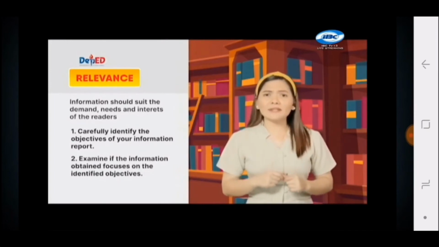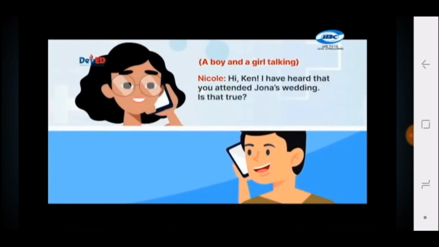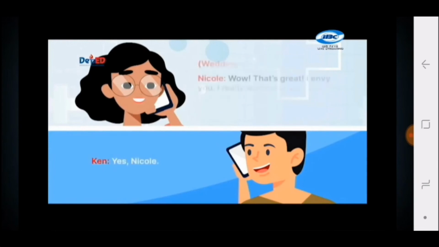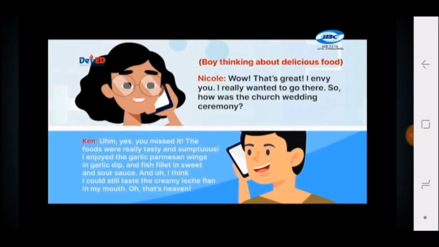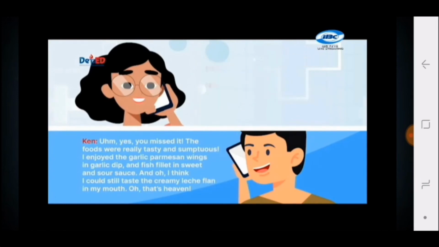Now, listen to the conversation between Ken and Nicole. Hi, Ken. I have heard that you attended John's wedding. Is that true? Yes, Nicole. Wow, that's great. I envy you. I really wanted to go there. So, how was the church wedding ceremony? Yes, you missed it. The foods were really tasty and sumptuous. I enjoyed the garlic parmesan wings in garlic dip and fish fillet in sweet and sour sauce. And I think I could still taste the creamy leche flan in my mouth. Oh, that's heaven. Oh, okay.